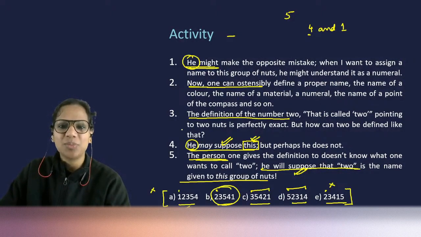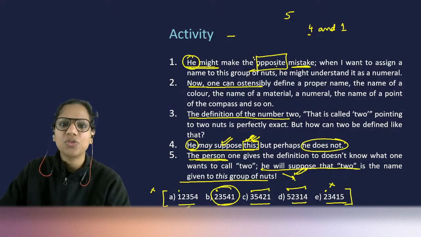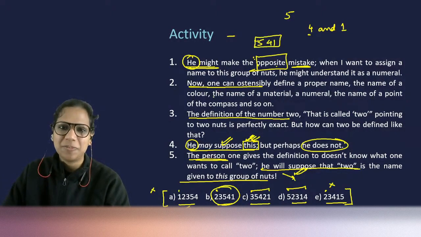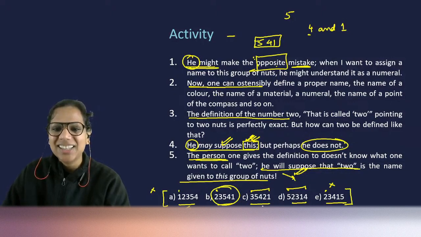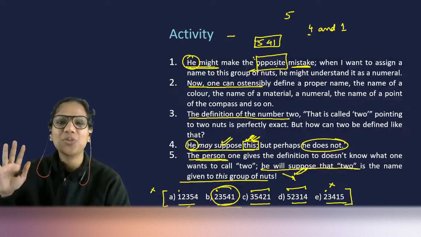Then I'll read this "he" because I feel that they are connected. He might make the opposite mistake. Again, a theme-based connection. So, what he supposed, then I said he may suppose this, but perhaps he does not. He might make the opposite mistake. 541 looks like a sequence to me. And in which option do I spot this? I spot this in option B. Let me now read 23541 in that order.